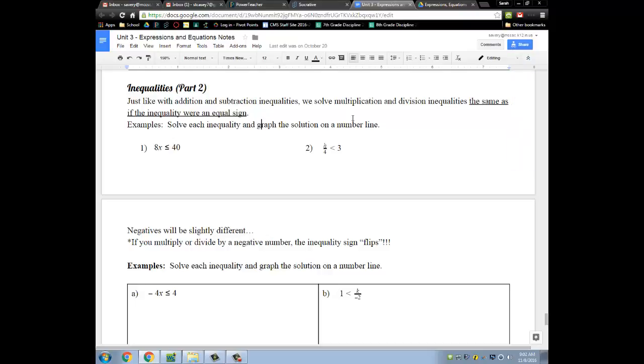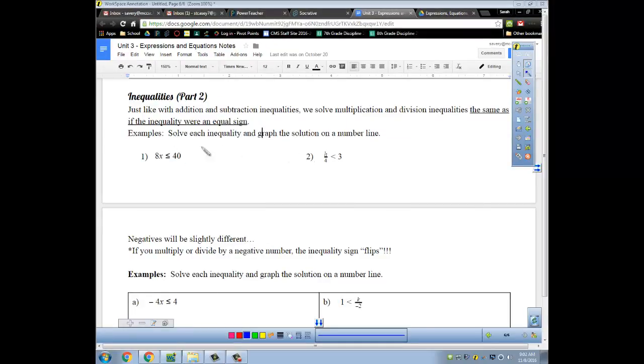So first we're going to practice just solving the first two. So for number one, it says 8x is less than or equal to 40. So that means 8 times x, so the opposite would be to divide both sides by 8 to get x by itself. X less than or equal to 5. So that would be your solution. And then it says graph the solution on a number line. We'll get to that in a moment.